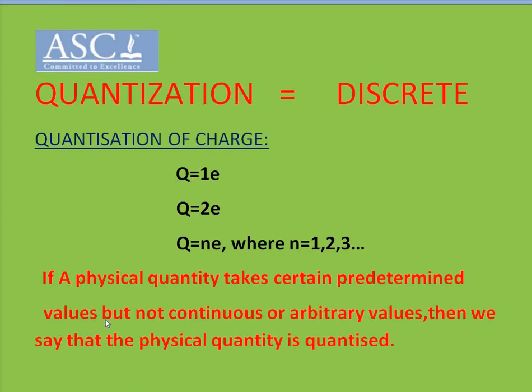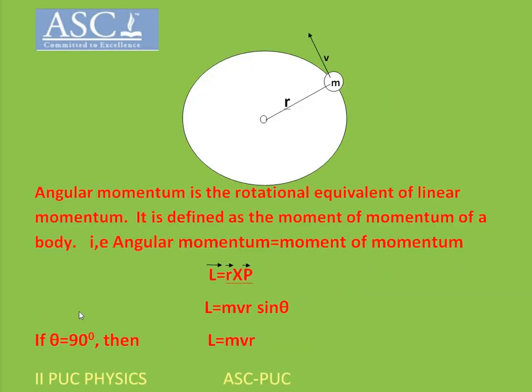Thus, we can say if a physical quantity takes certain predetermined values but not continuous or arbitrary values, then we say that the physical quantity is quantized. To understand what is angular momentum, let us consider a body revolving along the circumference of a circle of radius r. Let m be the mass of the body and v be its velocity. This body possesses an angular momentum which is the rotational equivalent of linear momentum.